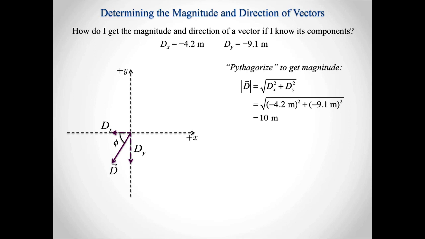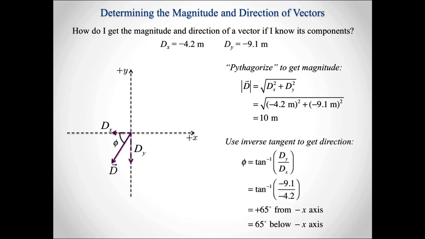To get the direction, I've labeled the angle here phi. To get the angle phi, again, I'm going to use the inverse tangent. I've picked the inverse tangent of y component over x component. When I plug that in, it's the inverse tangent of negative 9.1 over negative 4.2, and my calculator gives me an answer that says plus 65. So now I need to figure out what that means. Well, the plus 65 we'll deal with in a second.